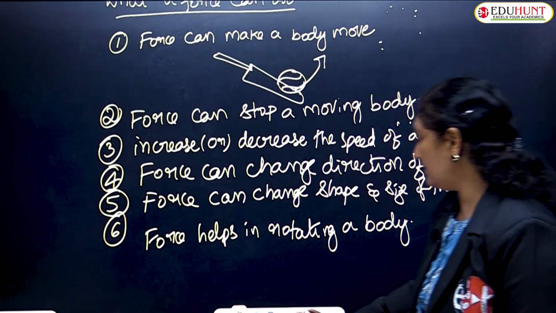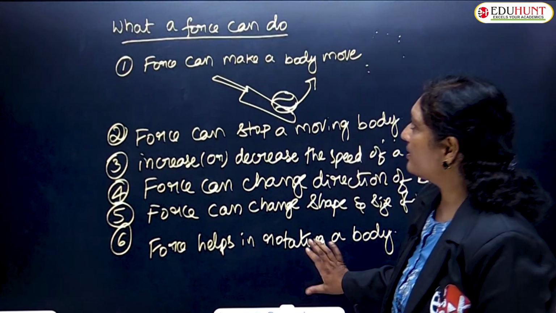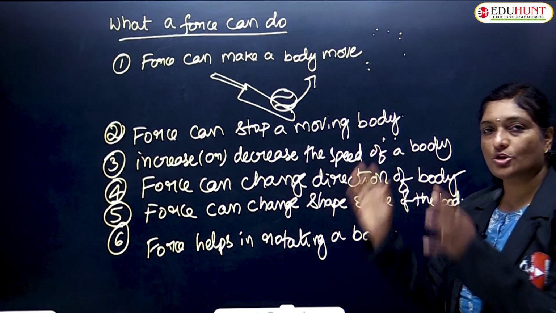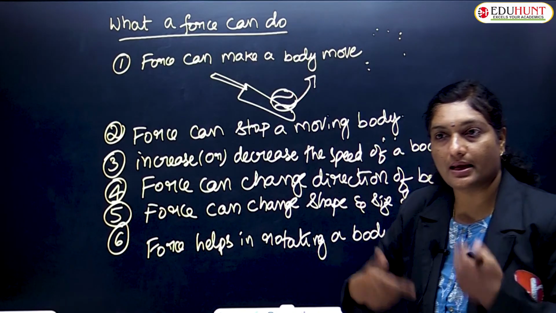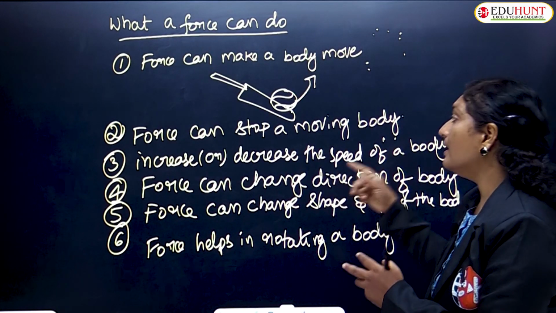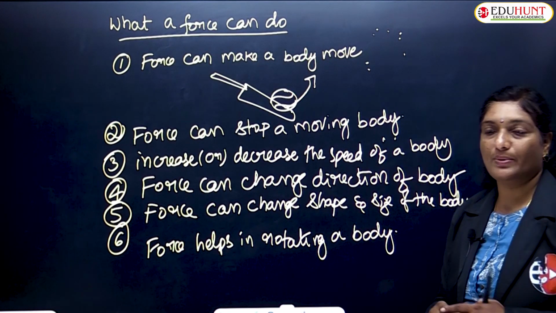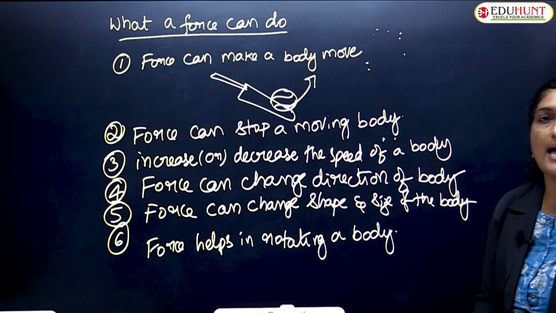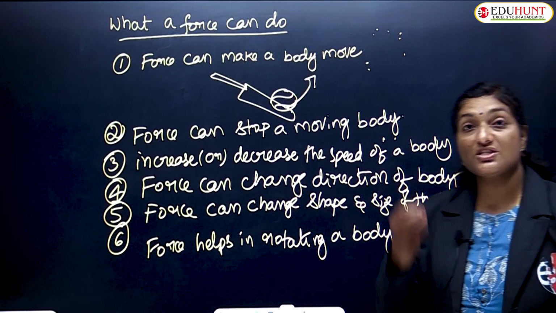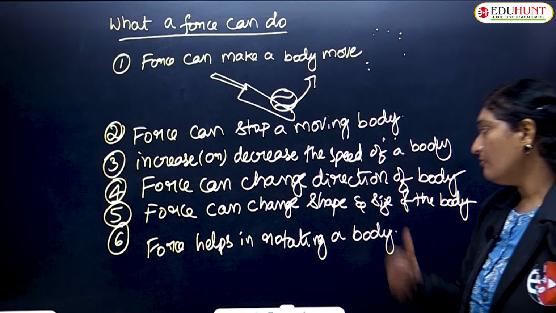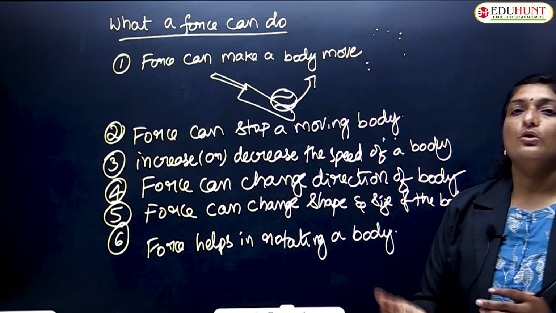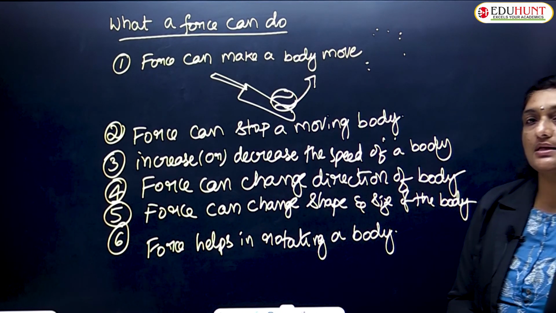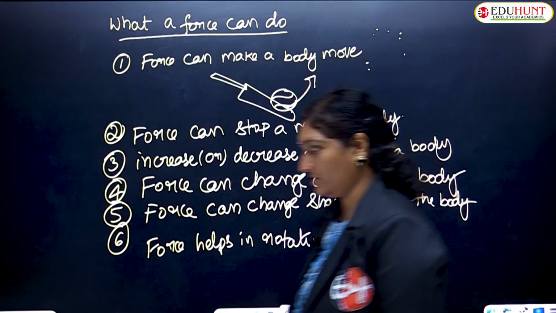So what are the main things a force can do, children? Force can stop a moving body. Force can make a body move. Force can either increase or decrease the speed of a body. Force can change the direction of a body. Force can change the shape and size of a body, and force can also help in rotating a body. So these are the main applications of force, children.